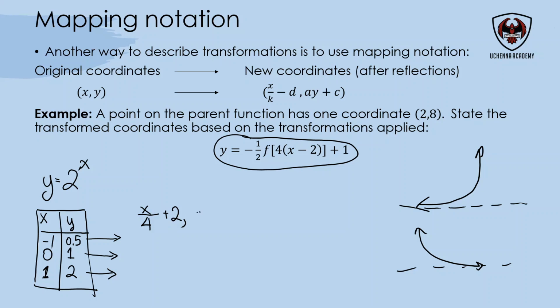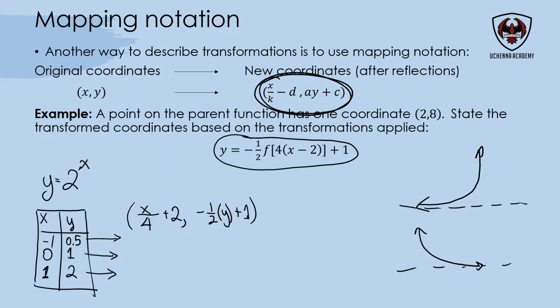And for every single y, I'm going to multiply it by 1/2, and then I'm going to add c to it, which is plus 1. So I'm really just following this mapping notation, we call it, x over k minus d, and ay plus c. So that's what's going to happen to every single coordinate. So let's go ahead and see. So my x coordinate, I'm going to do all the x's first here.